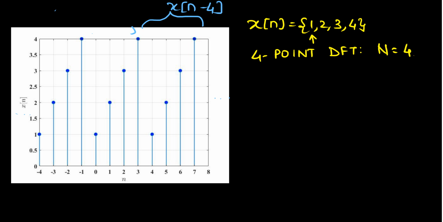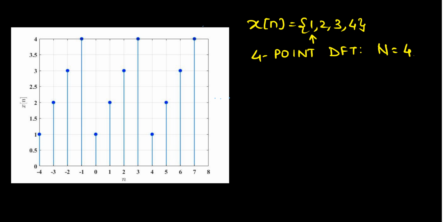So now let us represent this periodic signal that we are obtaining after discretization of the omega axis as x tilde of n. If we observe carefully, the value of x of 0 is equal to the value of x of 4, and it is equal to the value of x of minus 4.